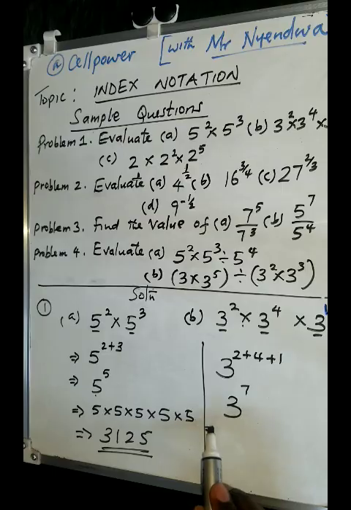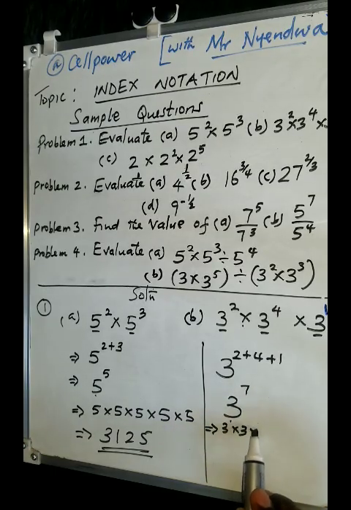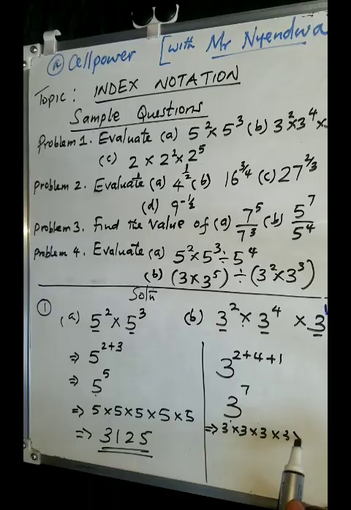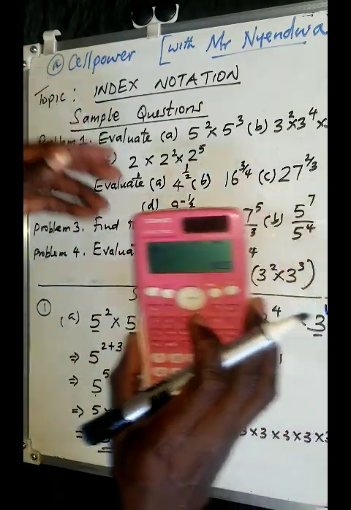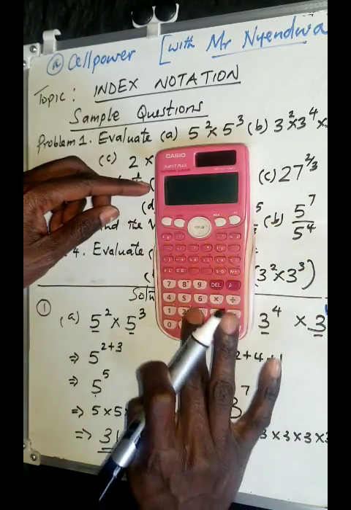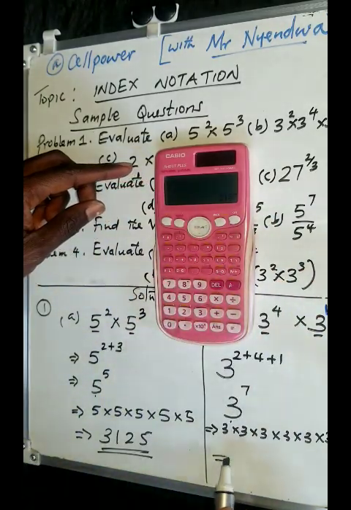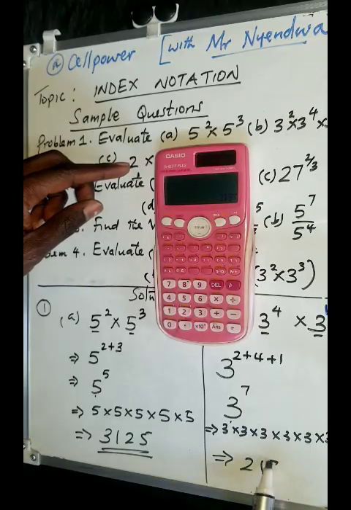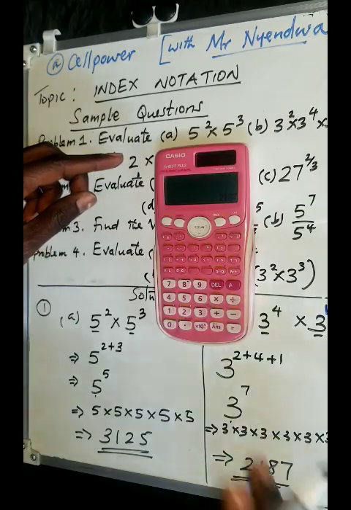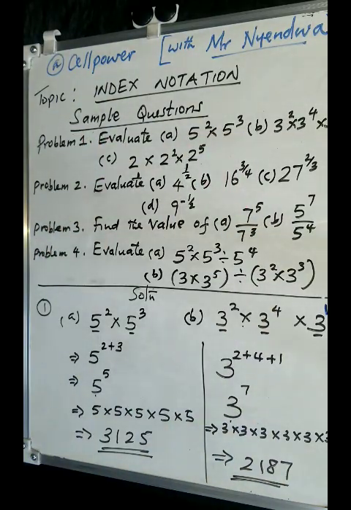What does that mean? It means you multiply 3 7 times: 3 times 3 times 3 times 3 times 3 times 3 times 3. So 1, 2, 3, 4, 5, 6, 7 times. So that's what it simply means. So multiply it 7 times. But of course, on the calculator, it is very easy. You just say 3, then you say raised to the power 7 there. So that is going to give you, when you calculate, 2,187. So that's the value that you are getting there.